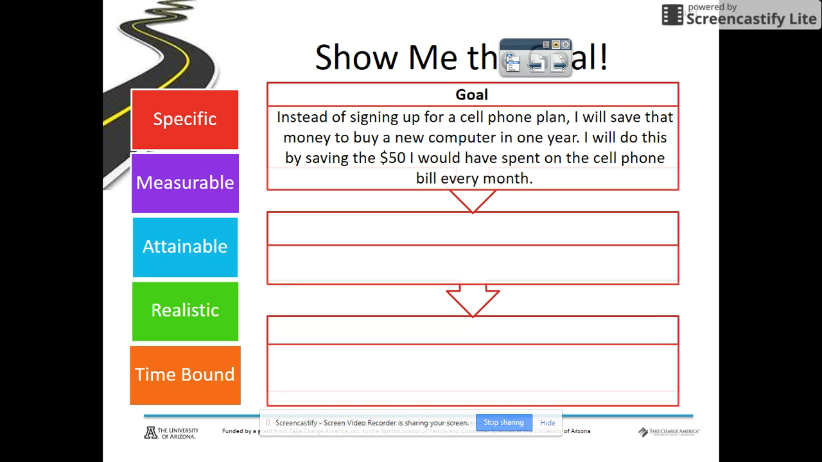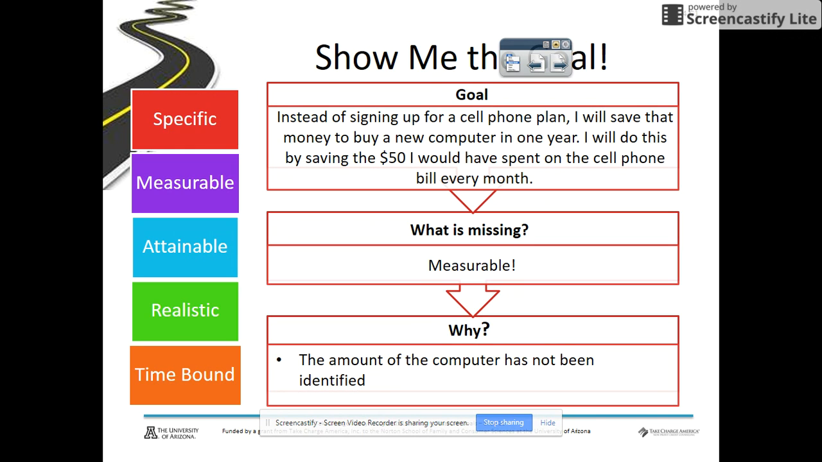All right, another example. Instead of signing up for a cell phone plan, I will save that money to buy a new computer in 1 year. I will do this by saving the $50 I would have spent on the cell phone bill every month. What's missing? Okay, it is not measurable. We don't know what the total amount of the computer is that we're trying to save towards.